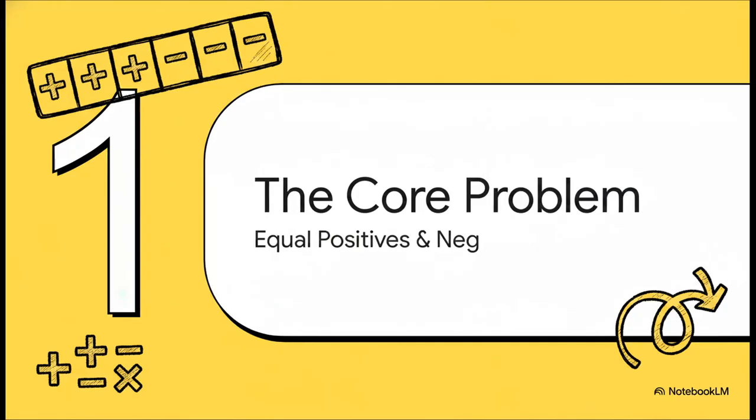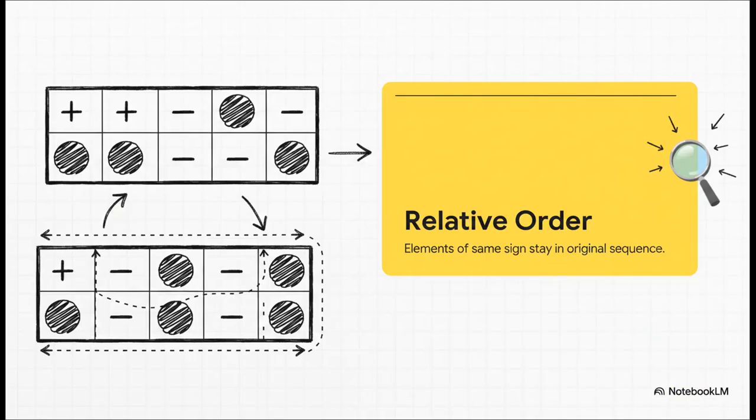All right, section 1, the core problem. So in this first variety of the problem, we get a really nice guarantee. We are handed an array with an exactly equal number of positive and negative elements. That means if the total length is n, you absolutely know half are positive and half are negative. Our job is to rearrange these elements so they alternate perfectly, positive, negative, positive, negative.